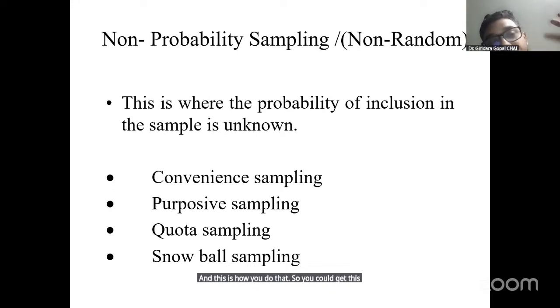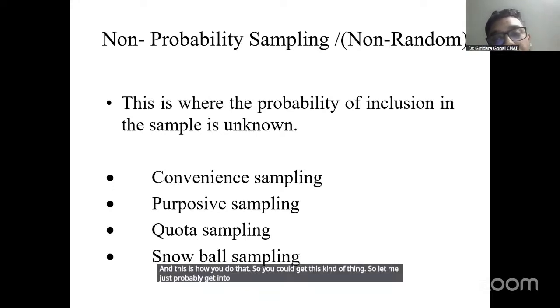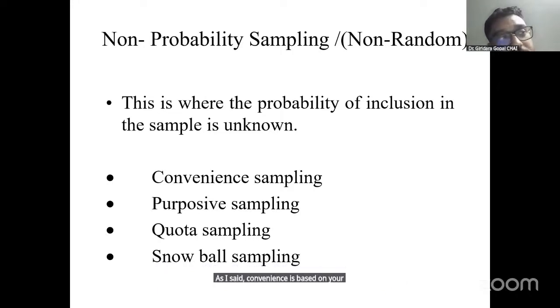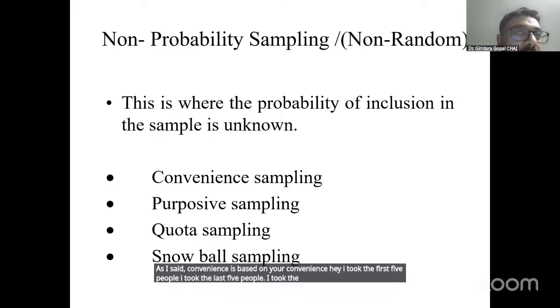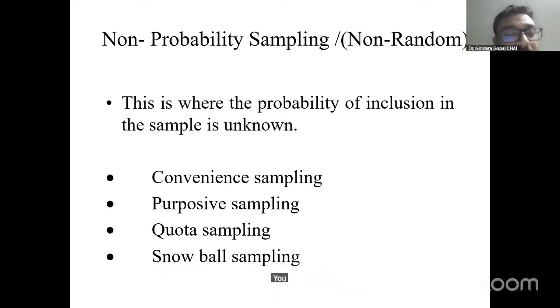So let me get into a few thoughts on non-probability sampling. As I said, convenience sampling is based on your convenience. Hey, I took the first 5 people, I took the last 5 people, I took the people who came during the OPD hours, or I found someone in a follow-up clinic, or I chose those people who came to the laboratory for giving a sample, etc. So again, you define it very clearly. There are no inclusion or exclusion criteria. You just need to say whom you did it on.